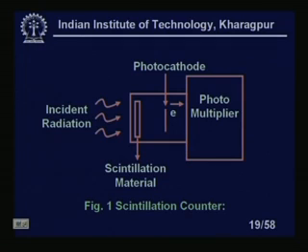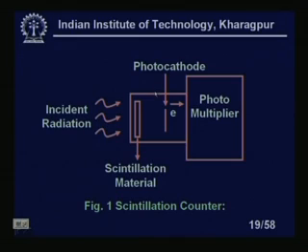Let us look at scintillation counters. This is the figure: incident radiations, scintillation materials, and the photocathode with a photomultiplier. Please note, the photomultiplier tube will multiply the signal, because the current you get will be very small. Incident light will fall on this photoconducting material, so some electrons will be emitted and it will give some current, and the photomultiplier tube will enhance that current.